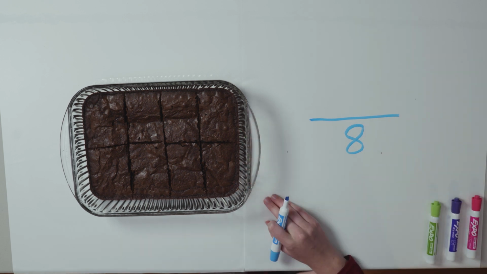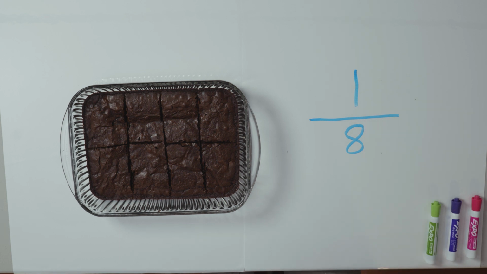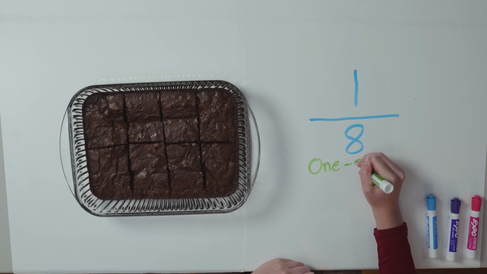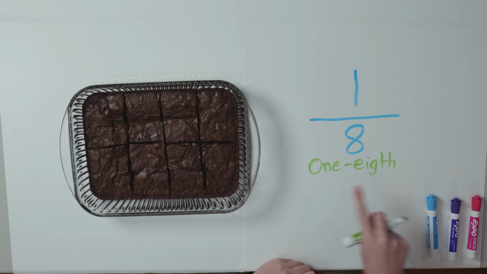How many pieces did I get to eat of the brownie? I got to eat 1. Let's see how we would say this fraction. 1/8. Remember, it's not 1/8, it's 1/8. I got to eat an 1/8.